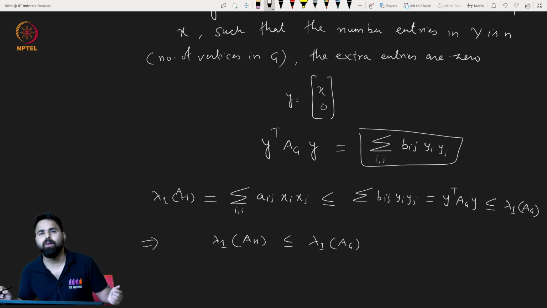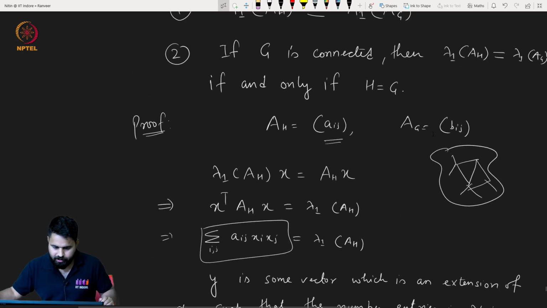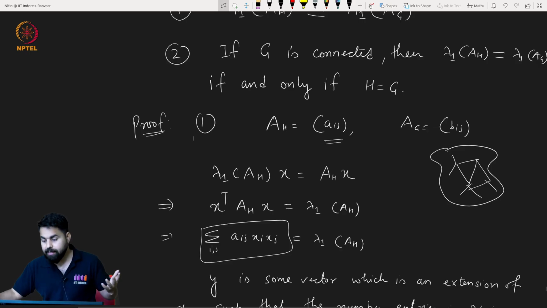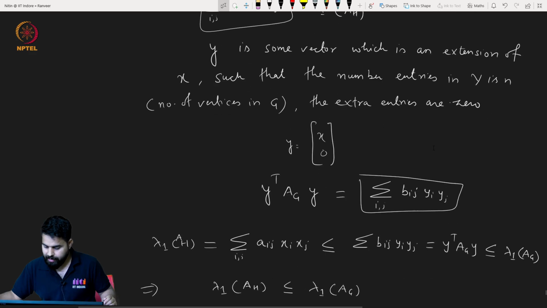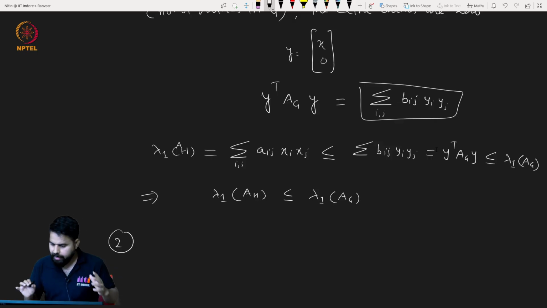So very, very simple to follow, right? Very simple result. Now the next thing is, if G is connected, then lambda 1 of H equals lambda 1 of G if and only if H equals G. Let us suppose these two eigenvalues are the same.